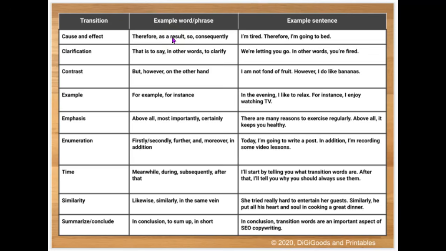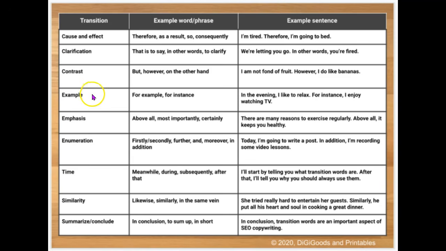And scroll over to the side or move to the right, and let's see how this looks in an example or what some of these transitions might be. Therefore, as a result, so, or consequently. And here's an example of that. I'm tired, therefore I'm going to bed. So as you can see, this transition, therefore, shows a cause and effect. I'm tired, so it shows the consequence, I'm going to bed.